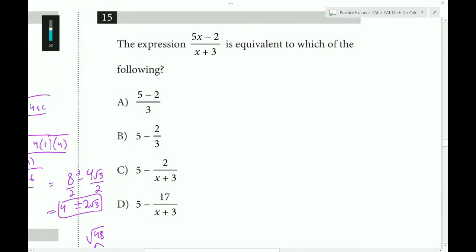Question 15. The expression, this is equivalent to which of the following? Okay, so this one actually involves a very difficult concept which is called partial fraction decomposition.